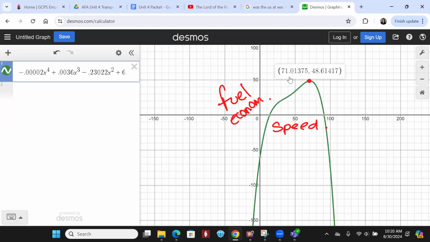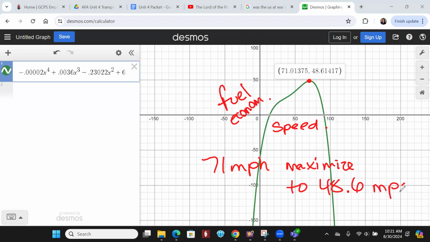And that's going to be at 71 miles per hour. Our fuel economy is going to be 48.6. So the answer would be 71 miles per hour maximizes to 48.6 miles per gallon.